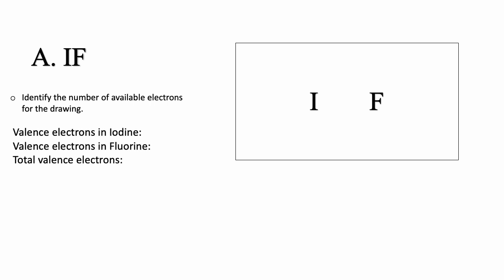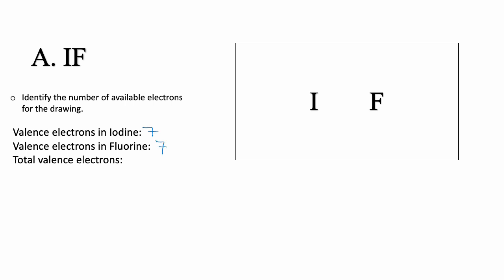We're given the molecule iodine monofluoride, which has one iodine atom and one fluorine atom. Our first step is to identify the total number of valence electrons in the molecule. A valence electron is an electron in the outermost shell of an atom. You can find the number of valence electrons in an atom by looking at its position on the periodic table of elements. We know that there are 7 valence electrons in iodine and 7 valence electrons in fluorine.